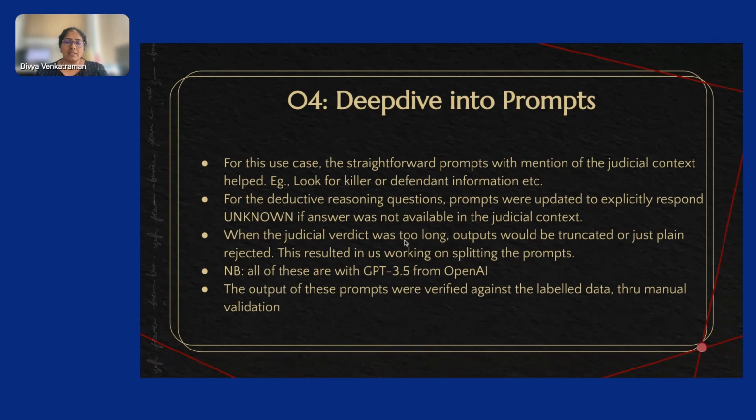When the judicial verdicts were too long, the output would be truncated, which is what the earlier speaker was also talking about. So it would just plain get rejected. So we had to split these prompts, not do it all in one go, right? We created three different prompts for extracting information on the victim, the killer, and the crime. All of these are results from GPT-3.5 from OpenAI. The outputs of these prompts were verified through manual validation, because I had label data from Professor Dayan.